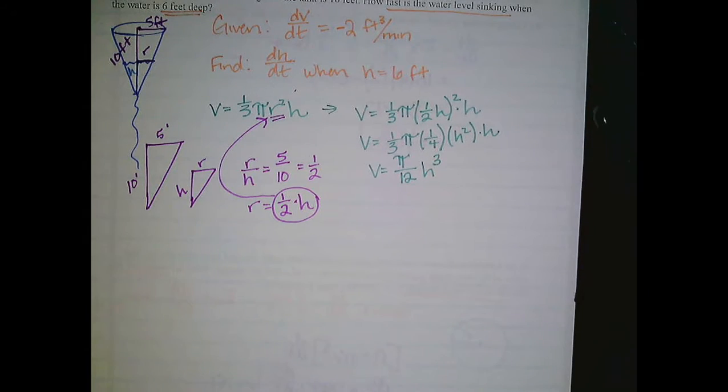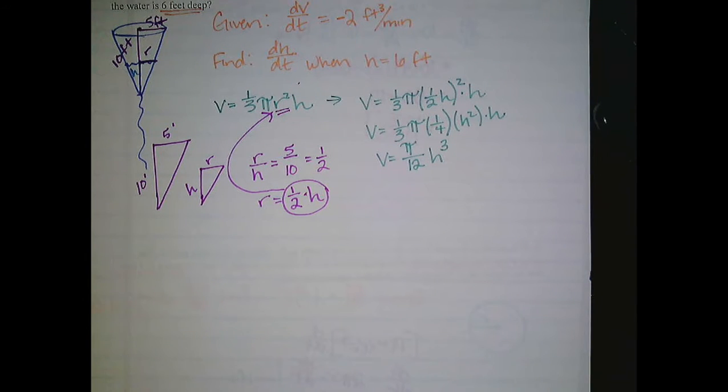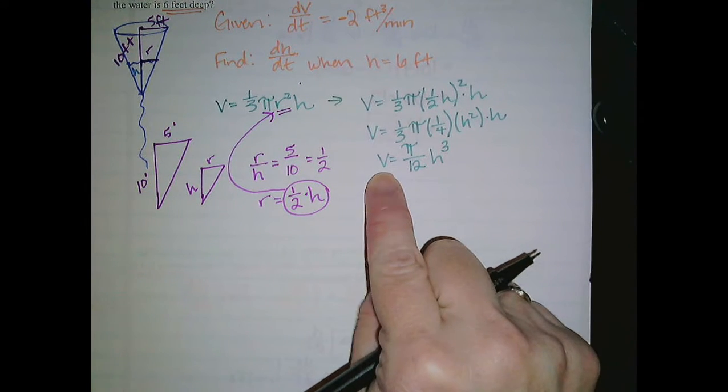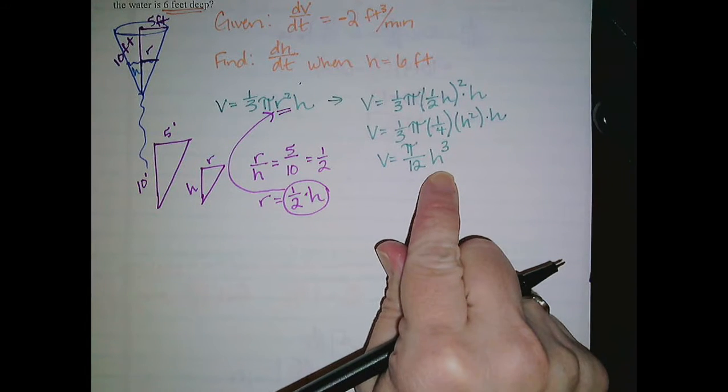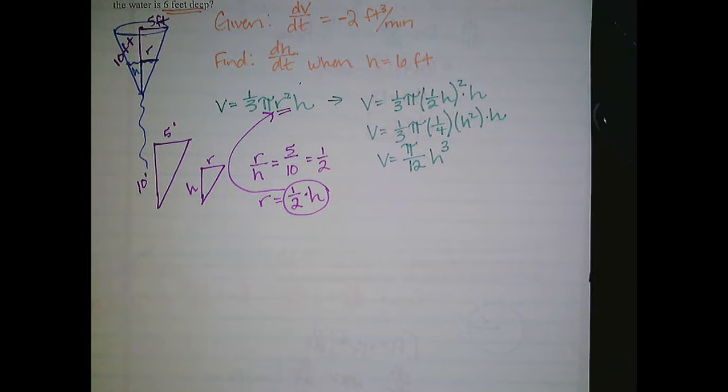So I've taken my volume formula that related both height and radius, and I've simplified it down to the two variables I'm interested in. I know something about the rate of change of v, and I want to know about the rate of change of h. And so those are the two variables that I'm looking to relate. Now I'm ready to relate those two rates of change.